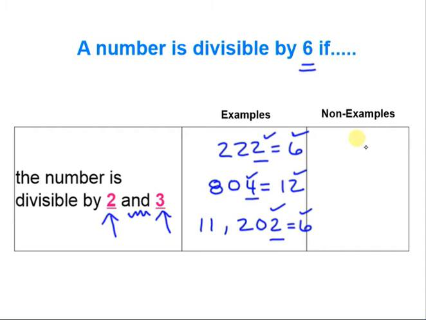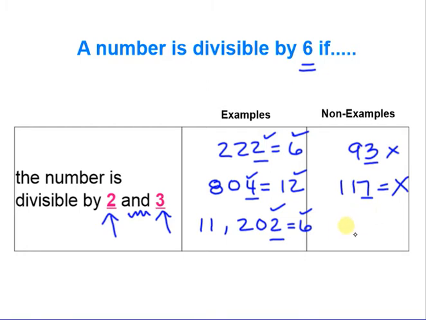A big red flag should be if it doesn't end in an even number, that's not going to work. So for example, the number 93 does not end in an even number, and so 2 is not even possible. The number 117 is divisible by 3, but again, it ends in an odd number, so that's not going to work.